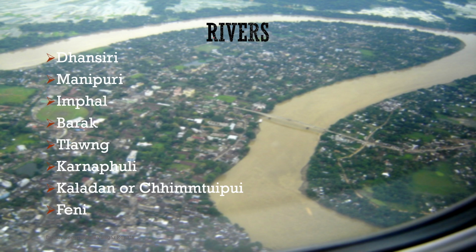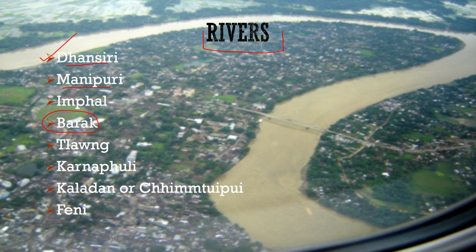Next, rivers are important. The most important river is River Barak. It is the longest river in the Purvanchal region. Let us start from the first. First river is Dhansiri River. Dhansiri, we know Dhansiri is the tributary of River Brahmaputra, which originates from Naga Hills, and then it merges with the River Brahmaputra in Assam.